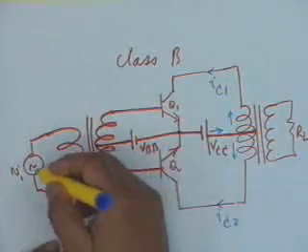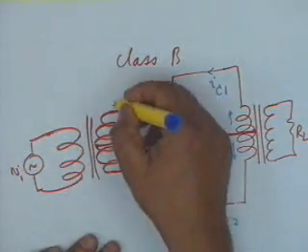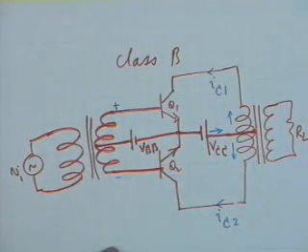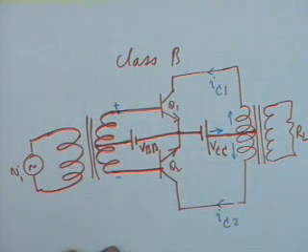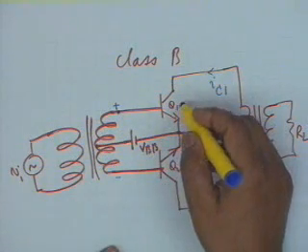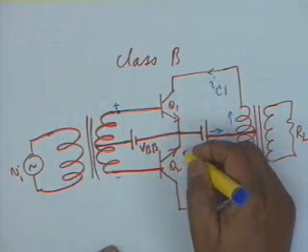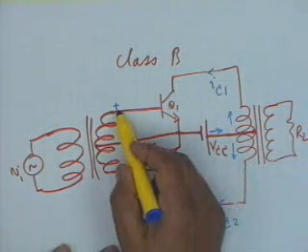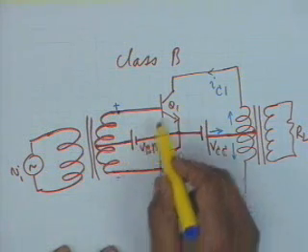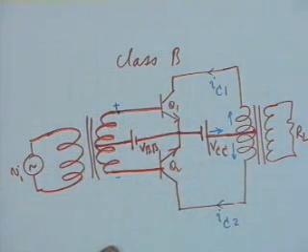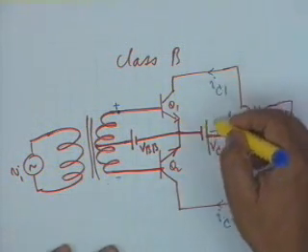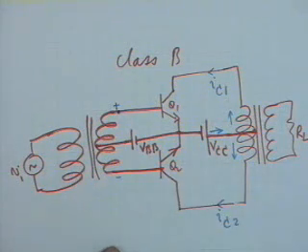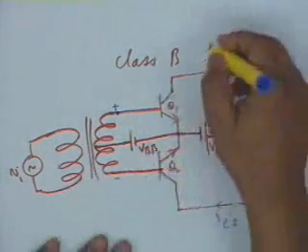When the signal is such that the upper terminal is positive with respect to the lower terminal, obviously Q1 shall conduct, Q2 shall not conduct, because Q2 base is then negatively biased, all right. So I sub C1 flows, IC2 does not flow. For how long does IC1 flow? Only for half a cycle, only for half a cycle.